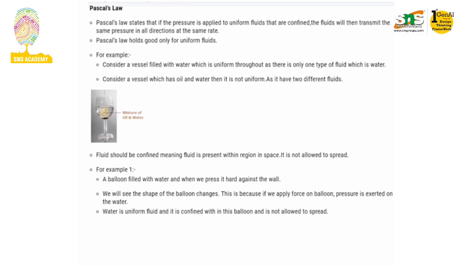Okay, so from this we can conclude that for a uniform fluid in equilibrium, pressure is the same at all points. This means there is no net force acting on the fluid. The pressure is the same at all points. The fluid moves due to differences in pressure. This means fluid will always move from a point where the pressure is high to the point where the pressure is low. So this is the concept.